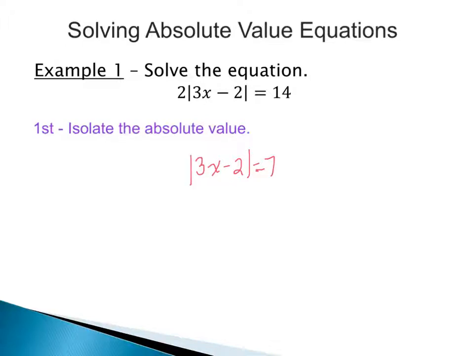At this point, we need to understand what our absolute value means. Remember that absolute value is the distance a number is from 0. When we're taking the absolute value of, say, 2, the absolute value of 2 stays 2 because the distance from 0 to 2 is 2 units. The same thing happens if I have the absolute value of negative 2. The absolute value of negative 2 is also 2 because the distance that negative 2 is from 0 is still 2 units.